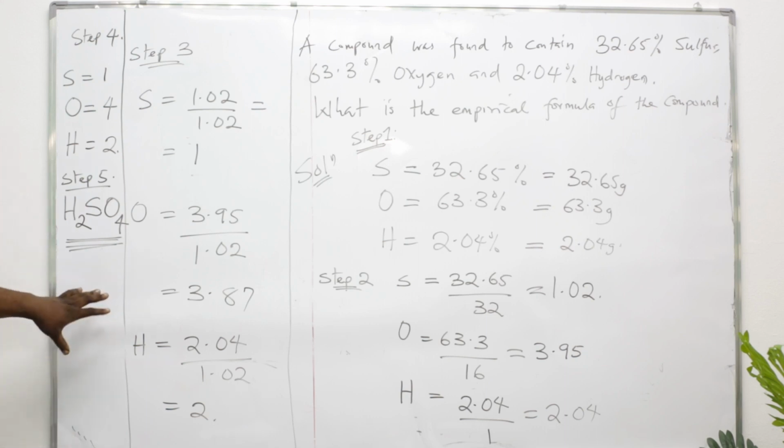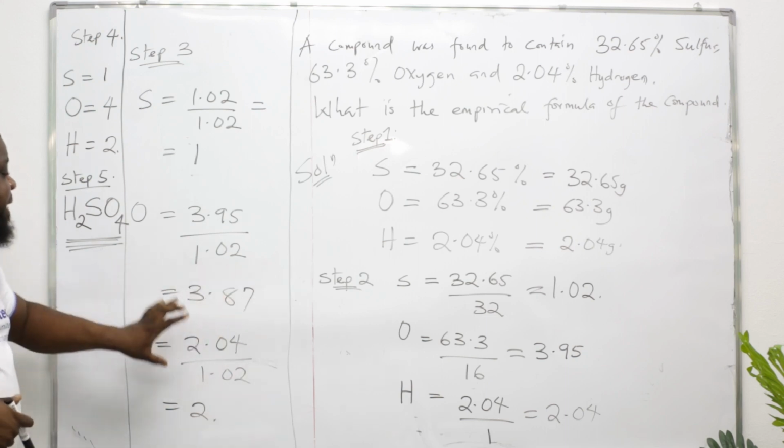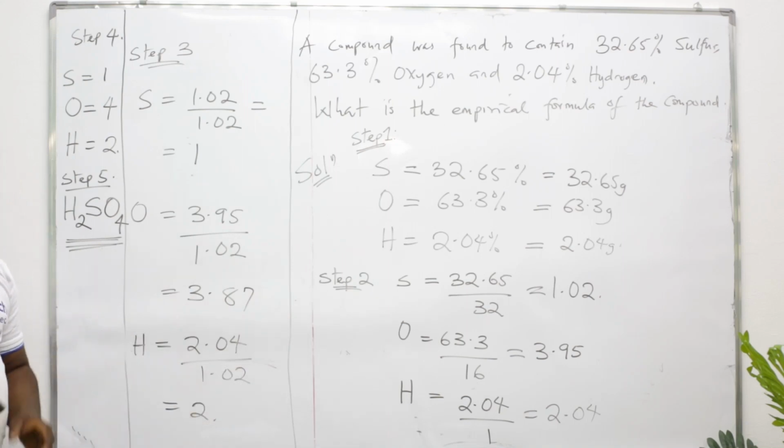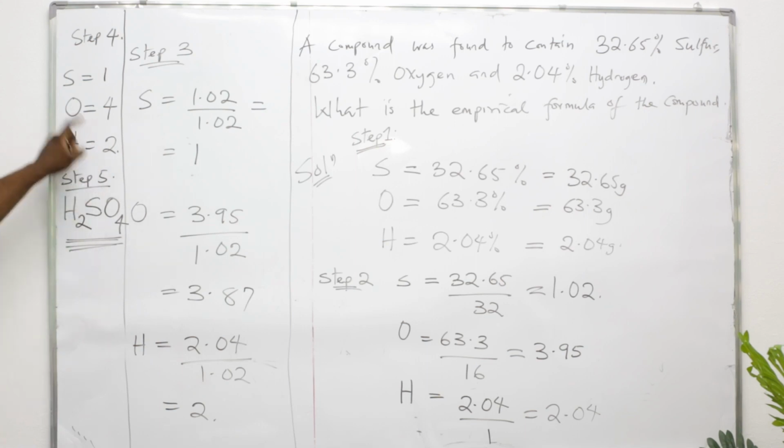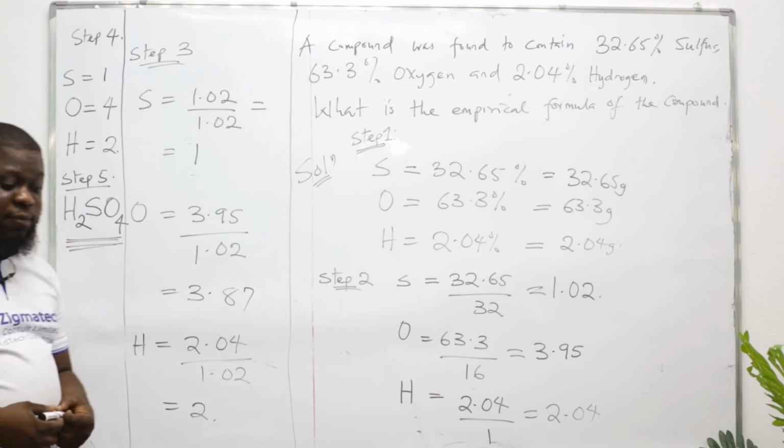So if the answer is in decimal, in essence, the answer is in ratio. This is telling us that it is a whole number ratio. So if the answer is in decimal, it will be converted to a whole number. So now oxygen becomes 4, hydrogen becomes 2, and sulfur becomes 1. So our answer for the empirical formula is H2SO4.